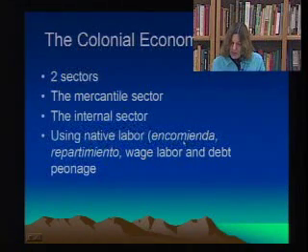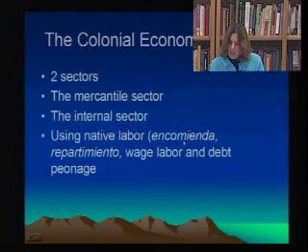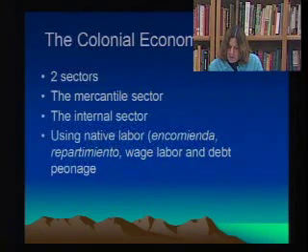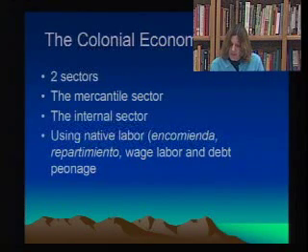The institution of encomienda was the first means by which the Spanish crown and colonists organized the labor that they needed for agriculture, for mines, for public building projects, both in the Caribbean and then in the early colonial mainland.